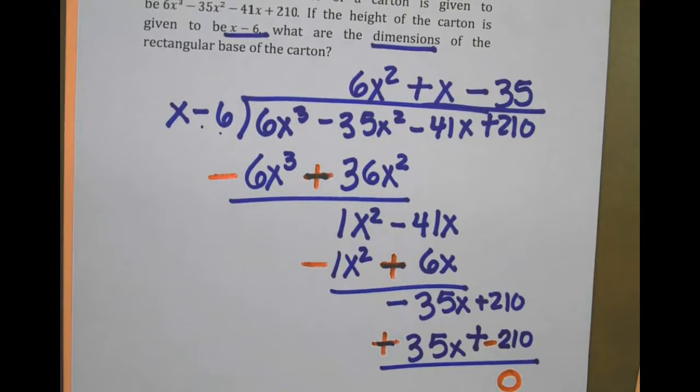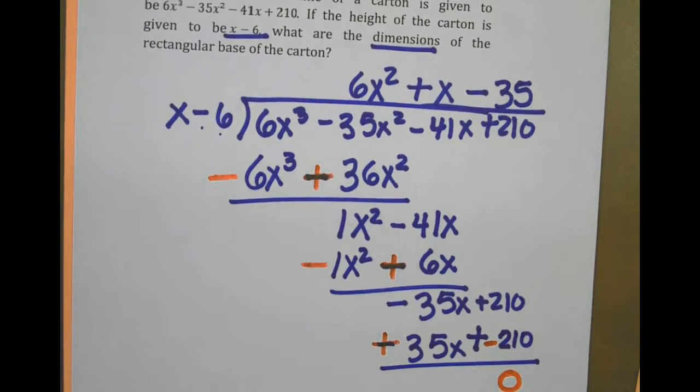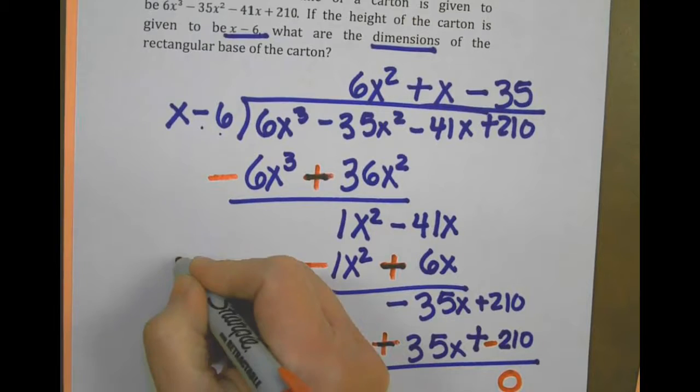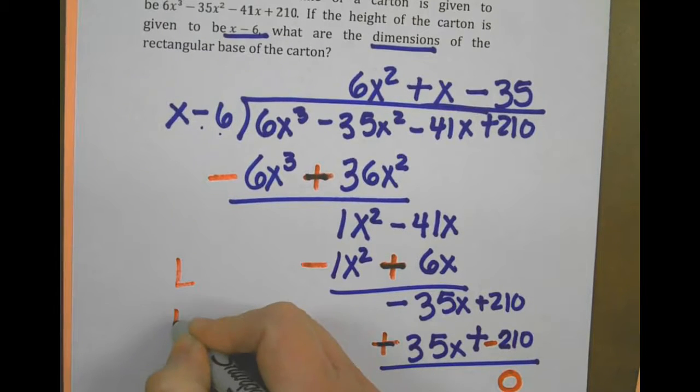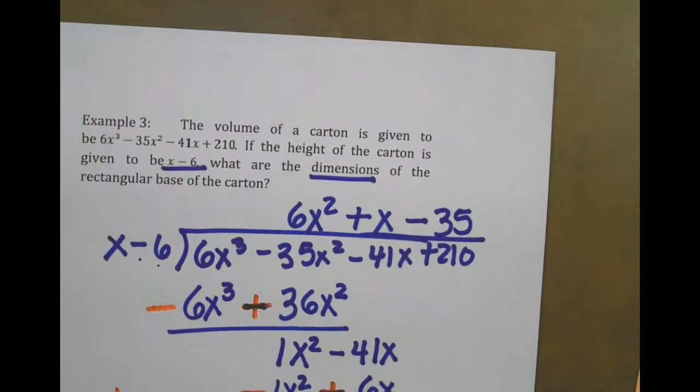It has to be 0 because otherwise this would not be the height. The height has to go into this evenly. Now, it asks for the dimensions. The dimensions for volume are length and width and height. We have the height given to us. How can we find the length and the width?